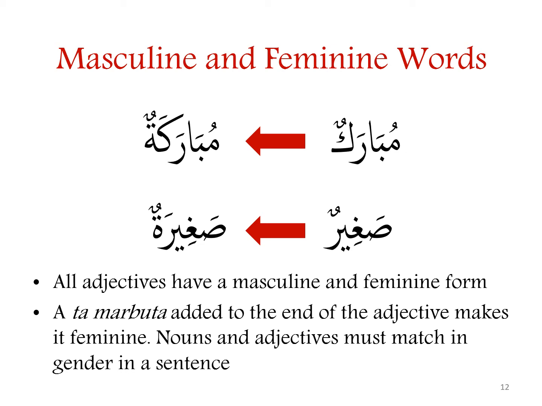And it's very easy to turn a masculine adjective into a feminine version. All you do is add the ta al-marbuta at the end. That's it. Okay, we have singular adjectives like this. We just add the ta al-marbuta at the end and it becomes feminine. Or if we want to make a feminine into masculine, we just drop the ta al-marbuta. Simple as that.